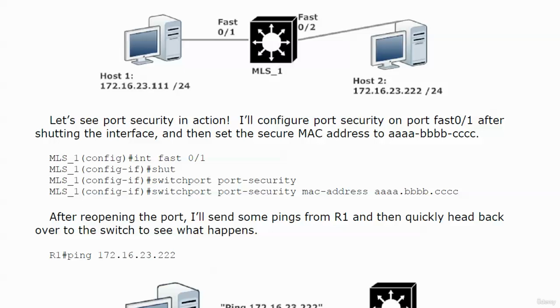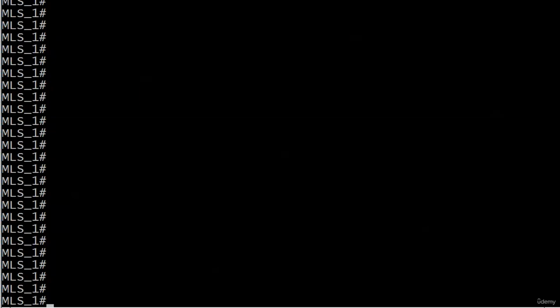I did want to clarify on the diagram that FastEthernet 0/1 is the interface leading to host 1, and FastEthernet 0/2 is the one leading to host 2. We're going to see port security in action, and I'm going to use a secure MAC address different than the one you see on the board. Because on that port leading to host 1, we're going to enable port security, and we're going to put a secure MAC address on there that cannot possibly match traffic that's actually going to come in from host 1.